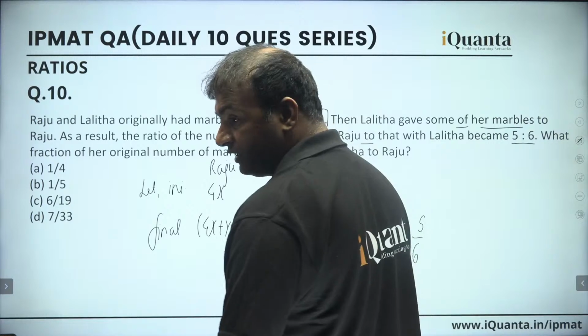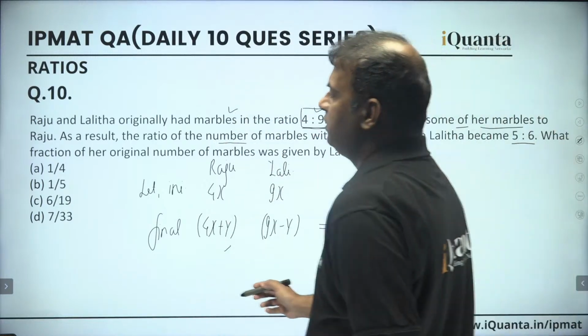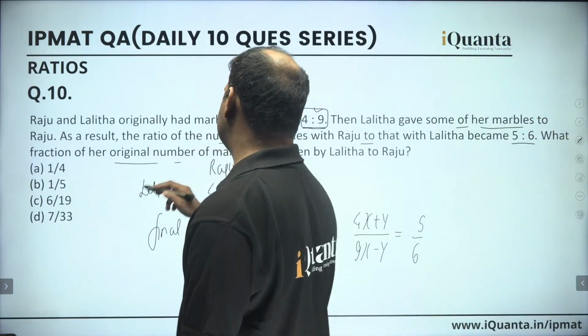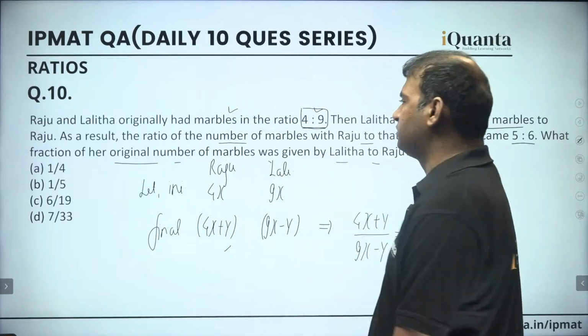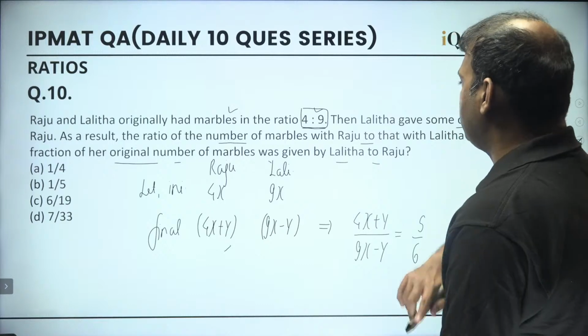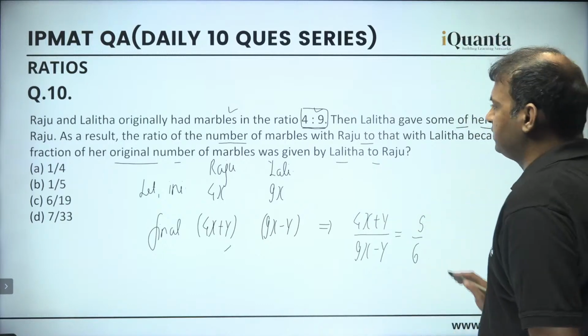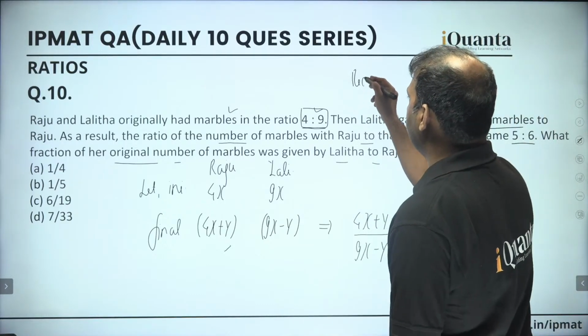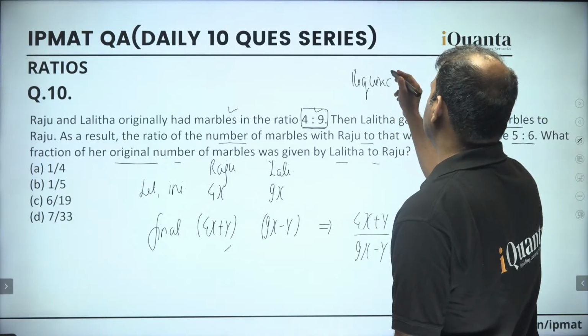Now coming to the final part of the question, they are asking that what fraction of her original number of marbles was given by Lalita to Raju. What fraction of her original number of marbles given by Lalita to Raju? That means what they are asking. Let me write this required fraction. The required fraction is what?